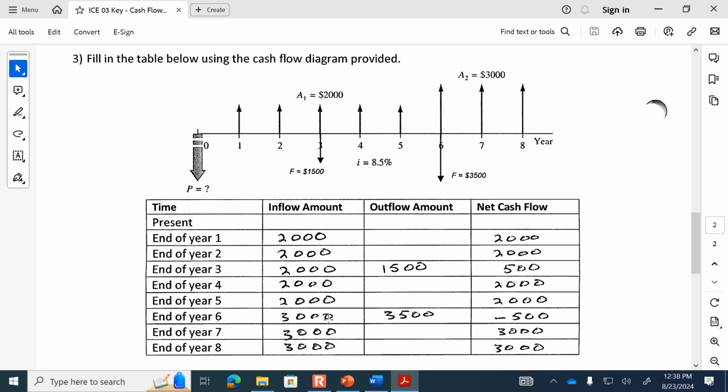But for this one, you'll see that there is 1 year, the end of year 6, where the outflow is greater than the net inflow. So we'll have a negative net cash flow for that year. The rest of them are positive.